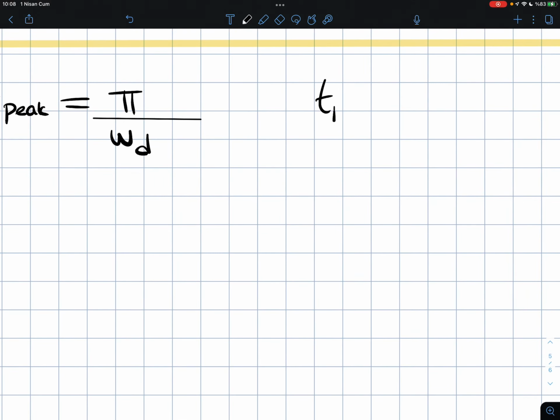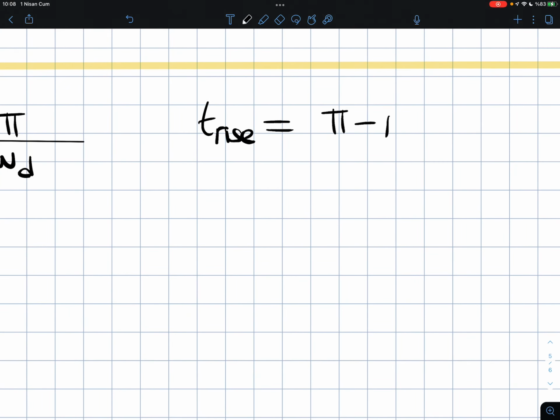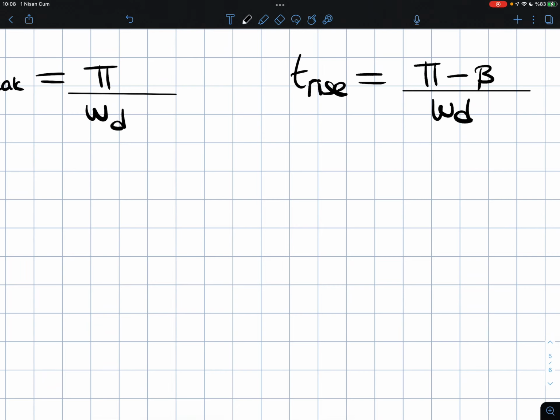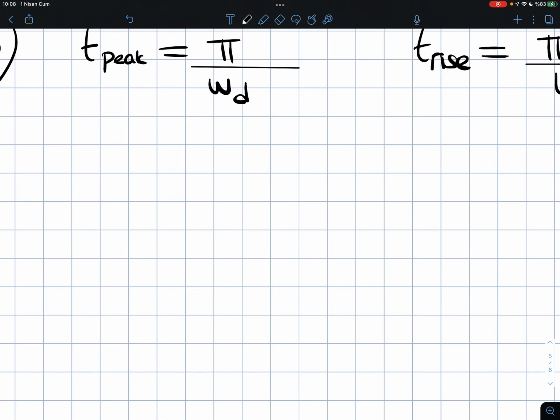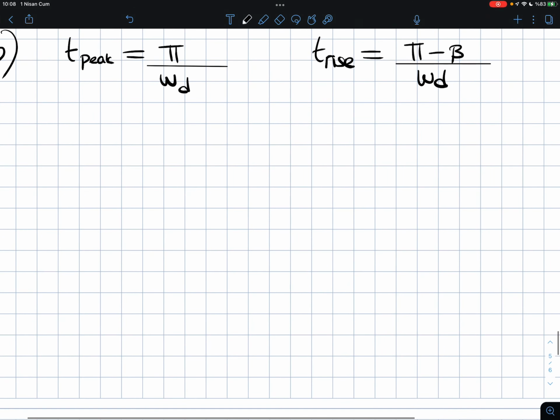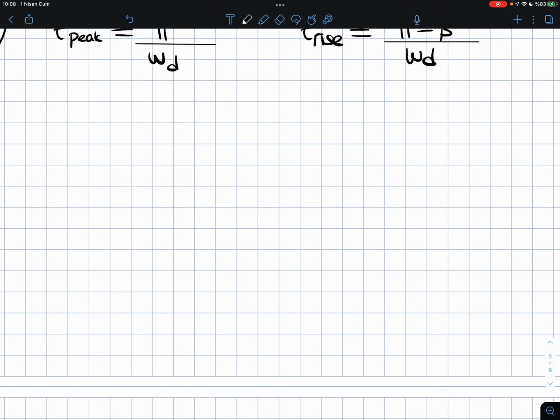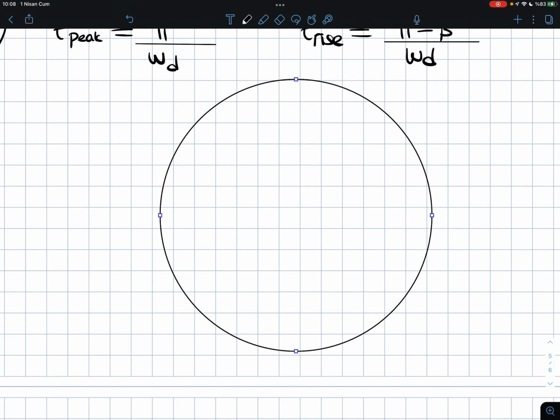Before I go on, let me also give you the rise time. The rise time is somewhat similar, pi minus beta divided by omega d. So there's basically a difference of beta divided by omega d. So what is omega d? Well, basically omega is frequency and d is for damped. So this is the damped frequency. So let me give you the definition of zeta and omega n and omega d. So let's have a circle. There we go. And let's have the origin.